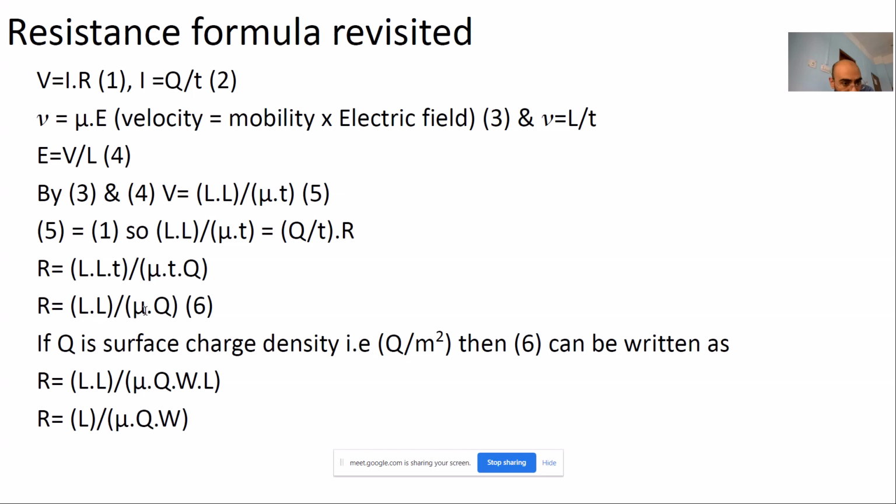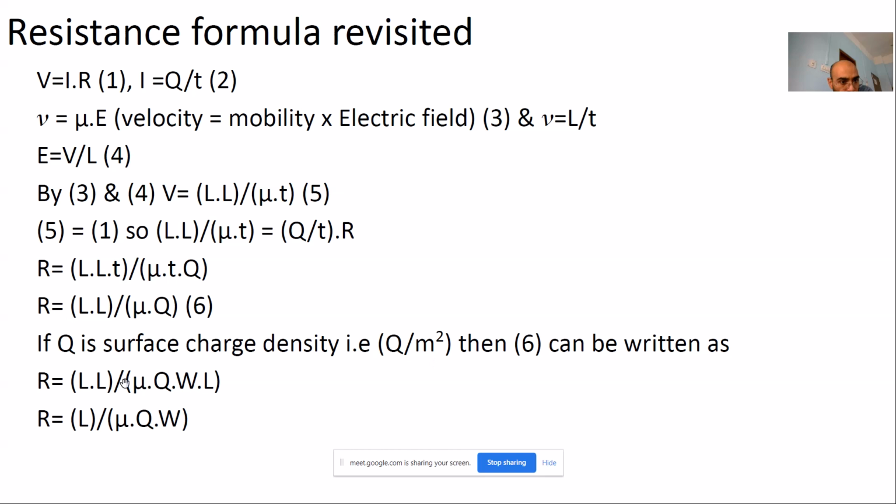So this is the equation which you got. But in the case of MOSFETs, we usually consider the surface charge density rather than the whole charge Q. If you consider the complete charge, then this equation is all okay, no problem. But if you are considering surface charge density, which is given in per meter square, then in that case you can rewrite the formula again.